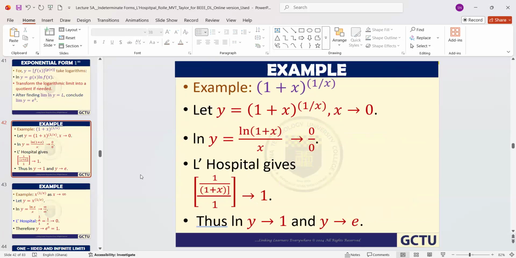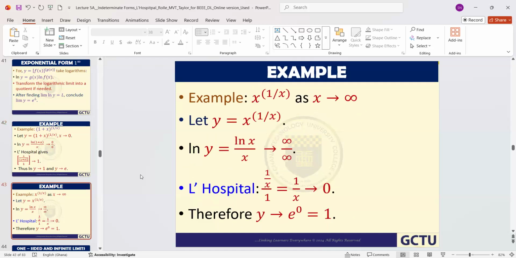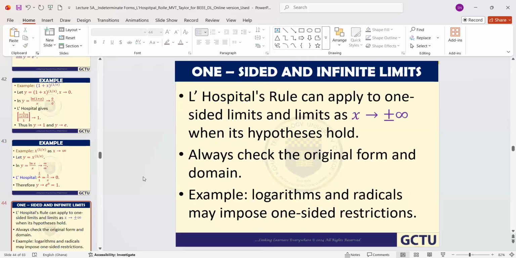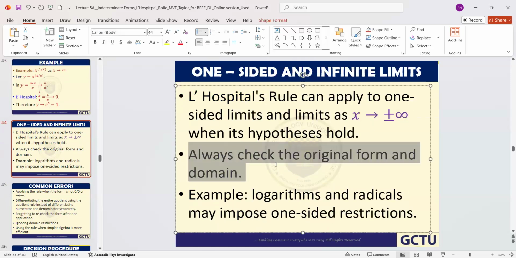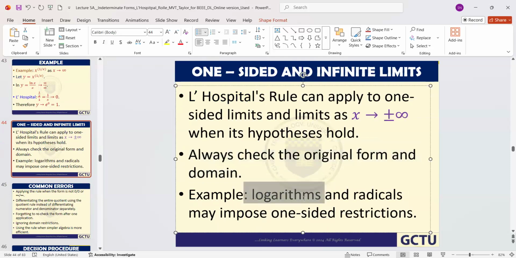There's an example here. You let y be equal to the function, take the natural log of the function, and then you differentiate. Okay, this is an example too. This one gives us e raised to the power 0 when we differentiated the function. So L'Hopital's rule can apply to one-sided limits, like x approaching positive infinity or negative infinity. So always check the original form, and logarithms and radicals may impose one-sided restrictions.